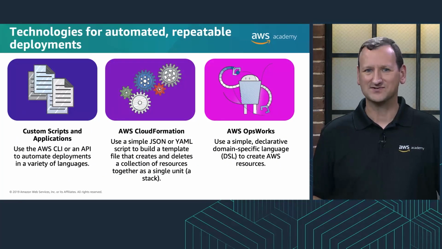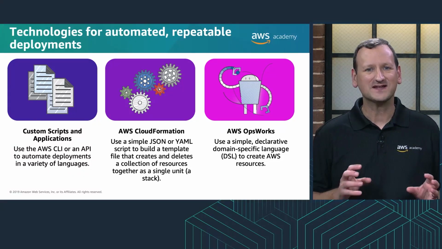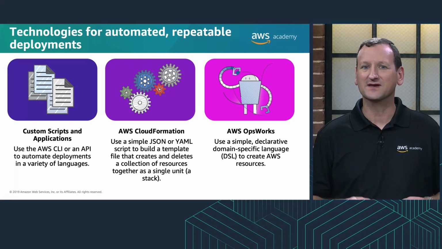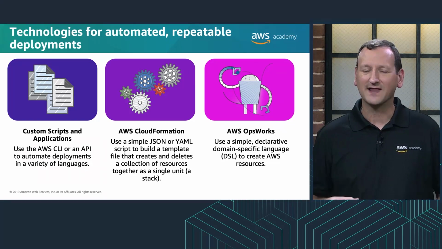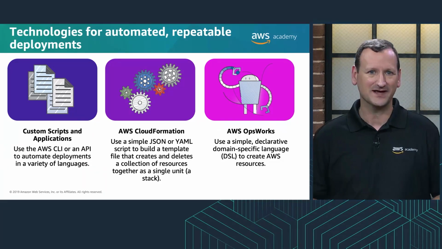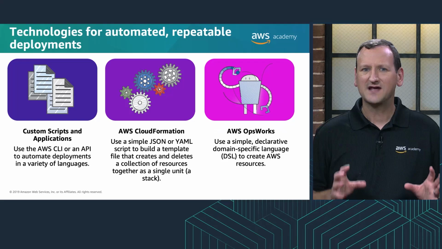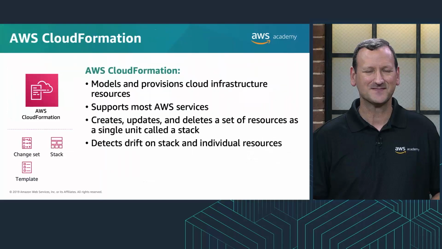There are several ways you can implement automated and repeatable deployments. With AWS CloudFormation, you define a single template file, either written in JSON or YAML. This template file creates a collection of AWS resources together as a single logical unit. We'll discuss how CloudFormation works and how to use it to create and manage your AWS resource deployments.